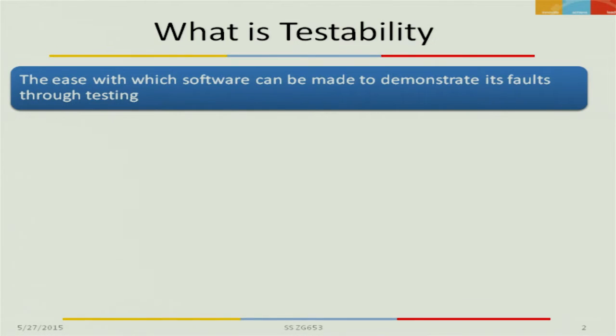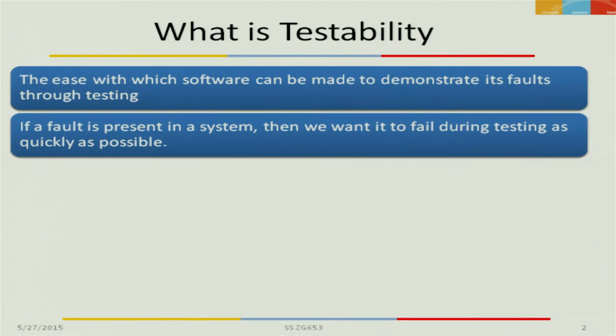So testability means the ease with which the software can be made to demonstrate its faults through testing. This is an important thing that you must understand and be able to differentiate from the testing process itself. Testing is a process by which the testers test a software and try to find out its faults. But testability means the software should be designed in such a way that it can demonstrate its faults through testing easily. So this is a bit different from doing testing.